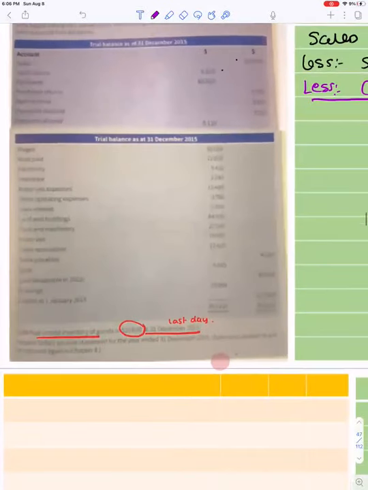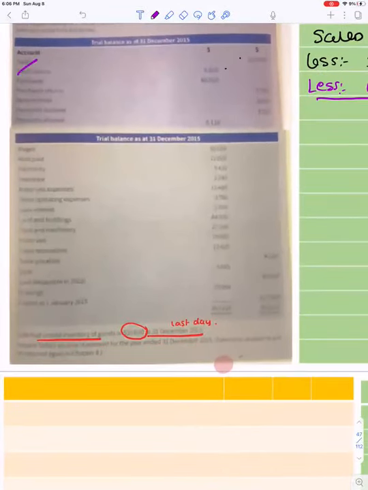I don't see any opening inventory over here in the sum. These two are already done. There's no opening inventory, so I'm starting directly with purchases, less purchase return. There is no carriage inward in the sum. However, there is closing inventory. There is no goods for own use as well. Purchases is 86,500. Purchase return is 5,790.